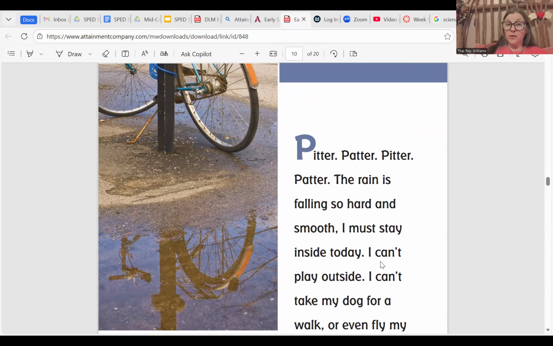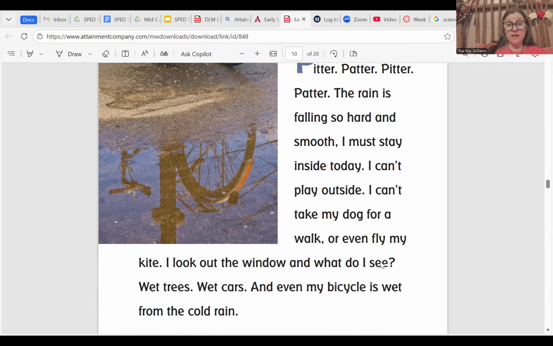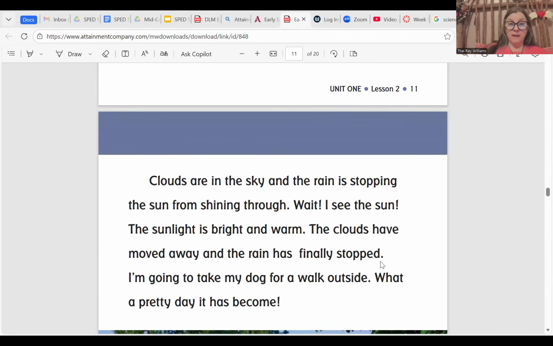Pitter patter, the rain is falling so hard and smooth. I must stay inside today. I can't play outside. I can't take my dog for a walk or even fly my kite. I look out the window and what do I see? Wet trees, wet cars, and even my bicycle is wet from the cold rain.